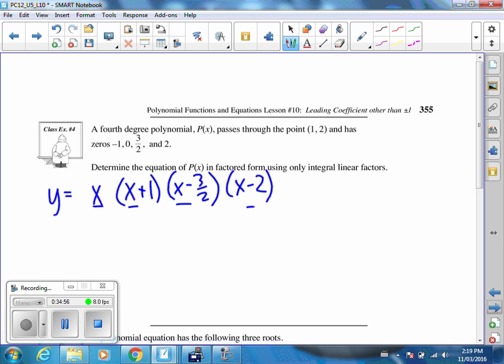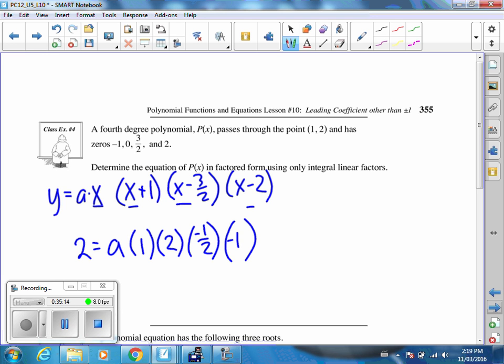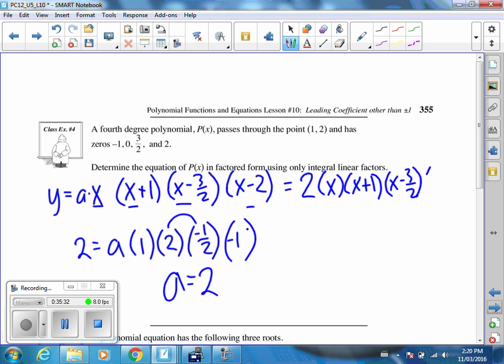So y equals a times all that. So now I'd go 2 equals a times 1. 1 plus 1 is 2. 1 minus 3/2 is negative 1/2. And 1 minus 2 is negative 1. So I multiply all that together. That cancels to negative 1. That negative 1 makes it positive 1. So I just get a equals 2. Cool. So I could write this like this. 2 times (x plus 1), (x minus 3/2), (x minus 2).